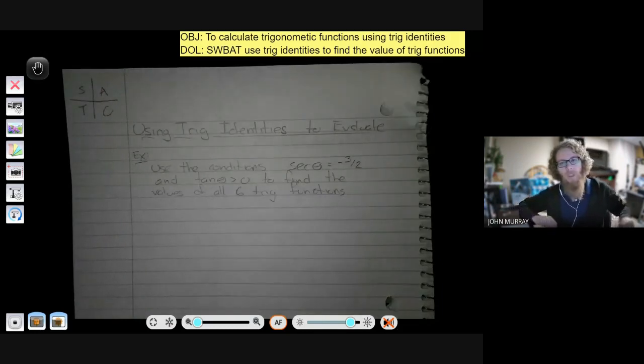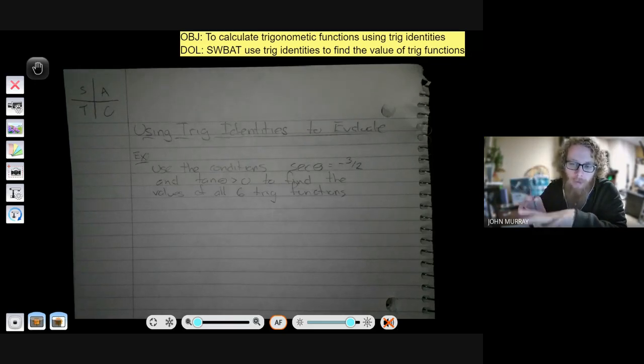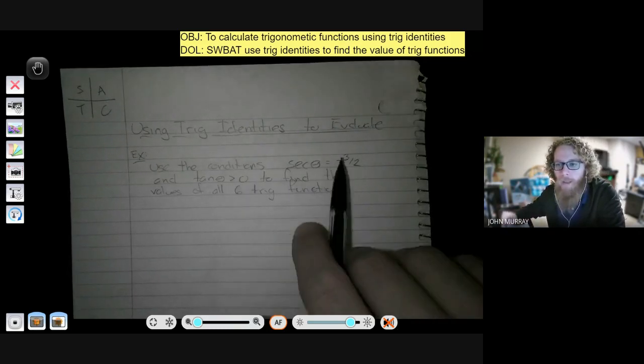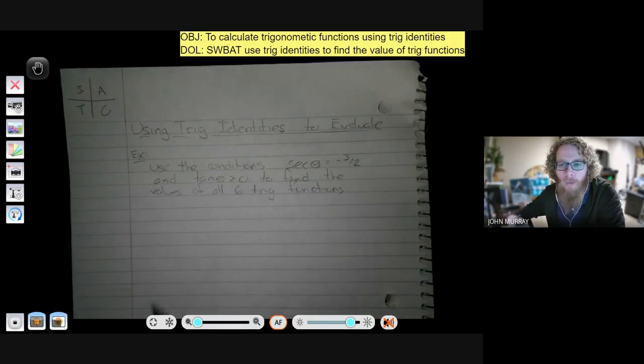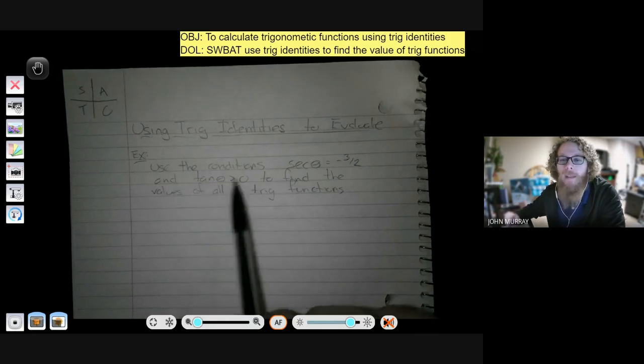All right. Let's jump right into an example. With these, we're going to be given some conditions. Usually they tell us one of the trig functions, and then they tell us something else that kind of helps, and I'll explain how. So we want to use the conditions that the secant of an angle is -3/2, and tangent of the same angle is positive.